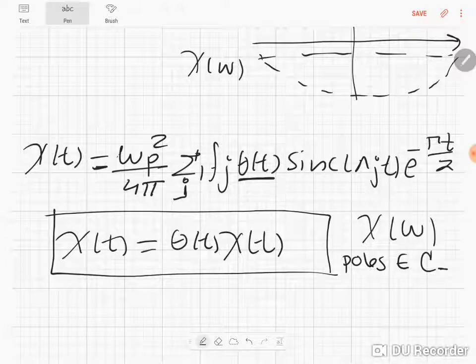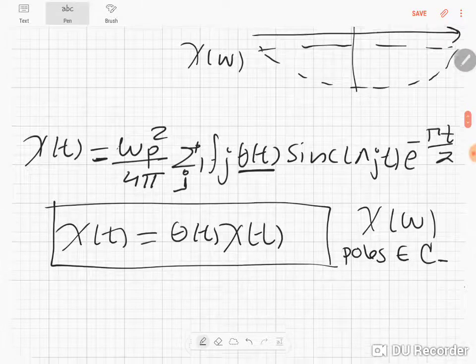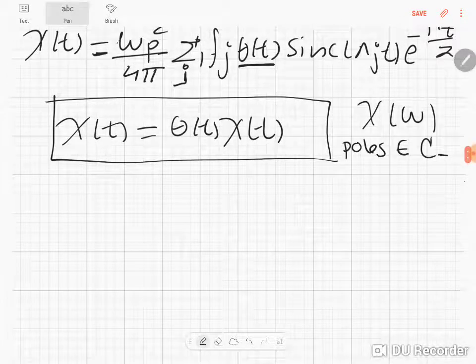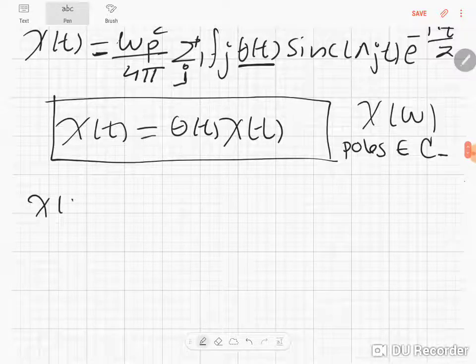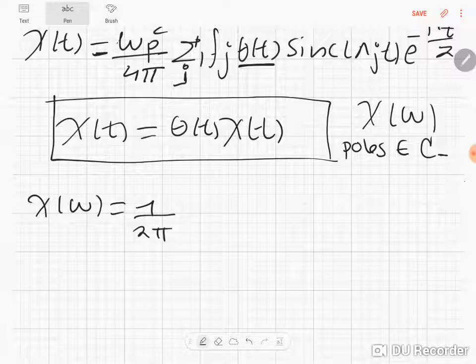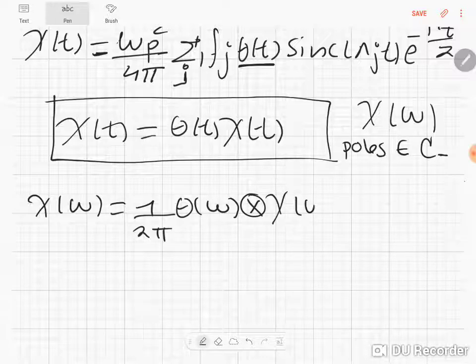So this has to follow, but as a result of this imposition of causality, we can write chi of omega in the spectral domain as a convolution between theta of omega and, of course, chi of omega. Let's just find out what theta of omega is.